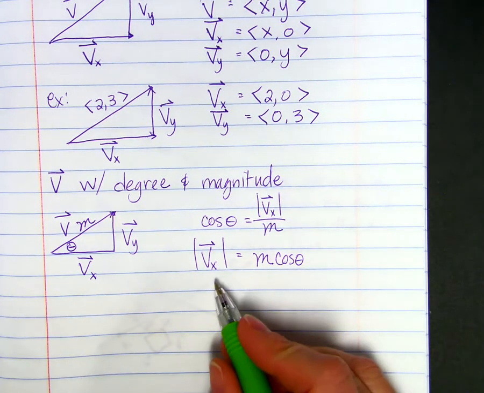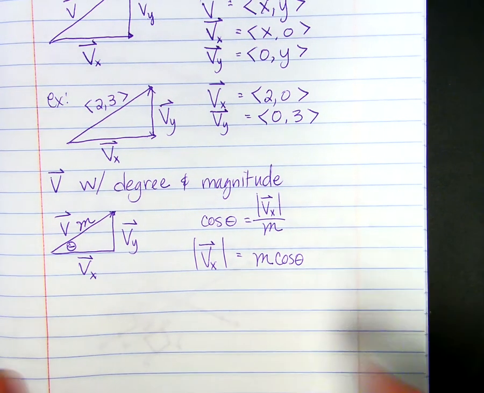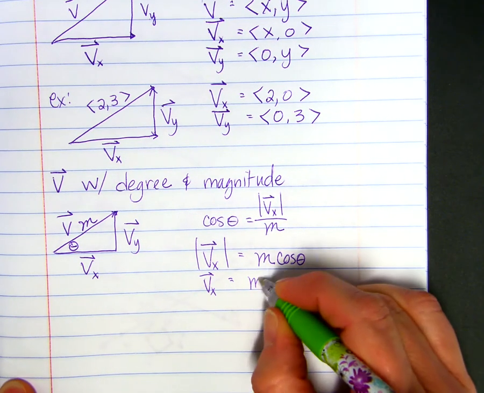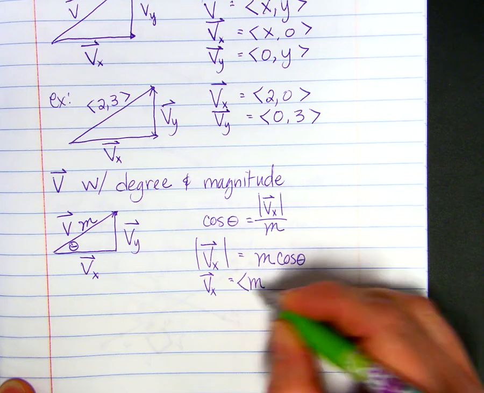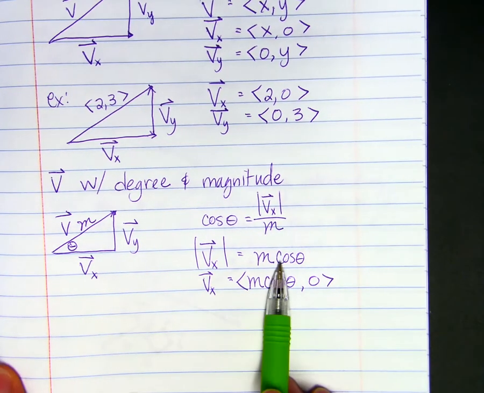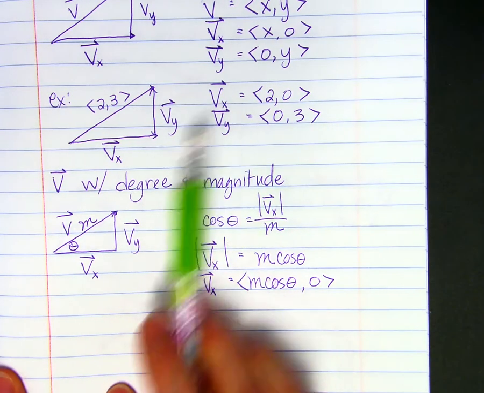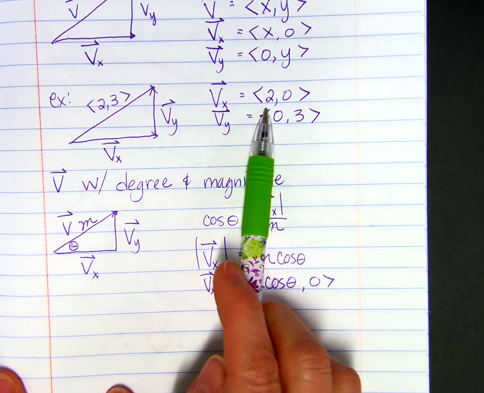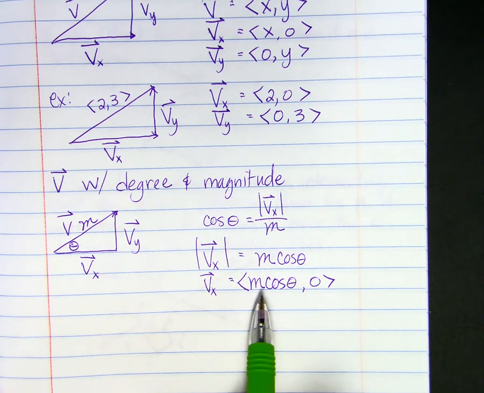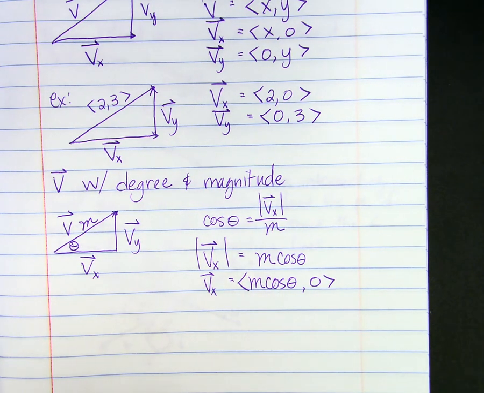So we can say that v sub x, if we were to write it in vector notation, equals the magnitude times cos theta, 0. So if you remember, when we decompose, v sub x is just equal to the x value, which we would find by taking magnitude cosine theta.